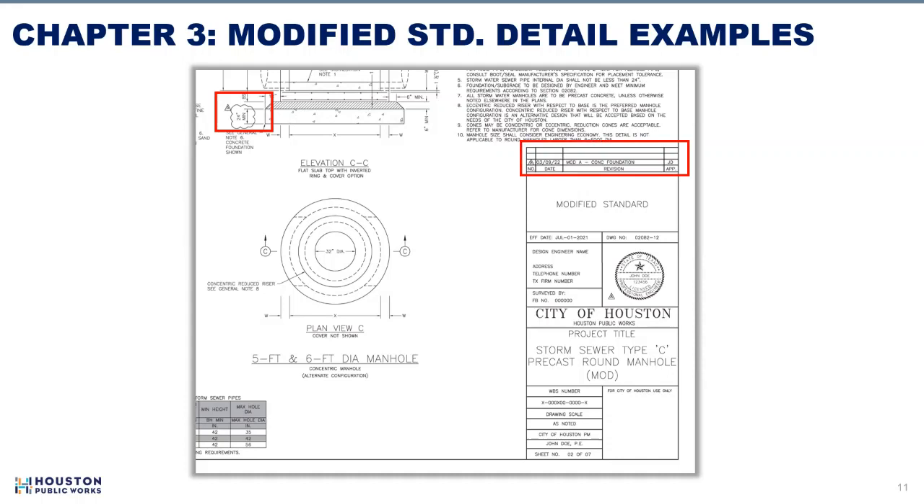Like revisions to construction drawings, the revision number, date, short description, and initials are added to the revision block. A large note with the phrase "modified standard" replaces the city engineer and HPW director's signatures to indicate that this is a modified standard detail. The engineer responsible for the revision will include the revision delta near their seal. And as shown on the title of the index of sheets, the sheet title will include the abbreviation "mod" in parentheses. Let's take a look at another example.